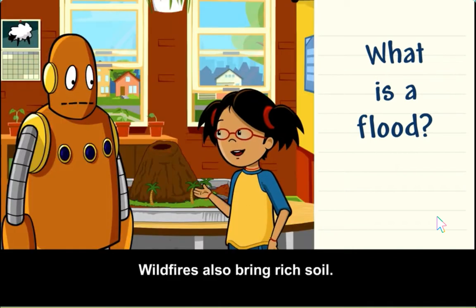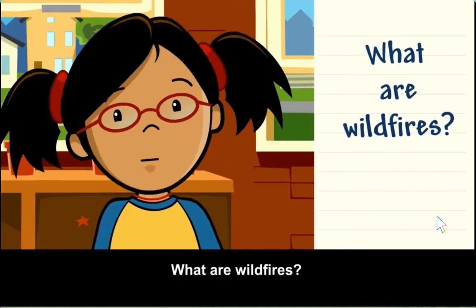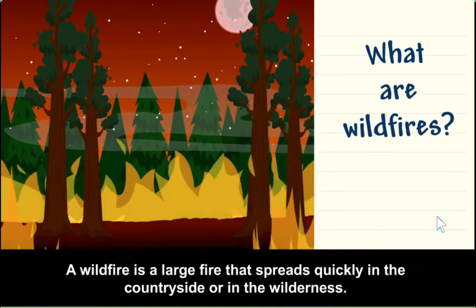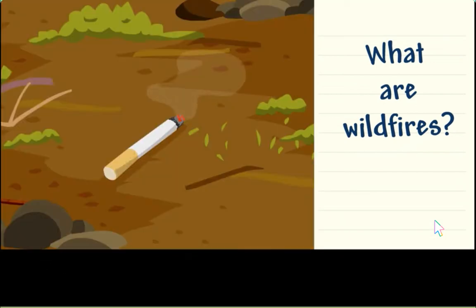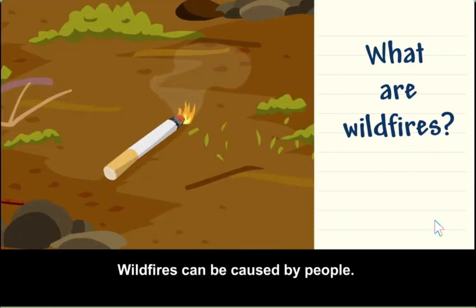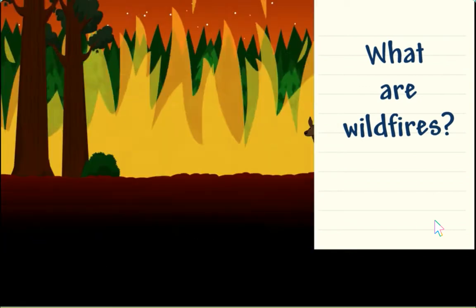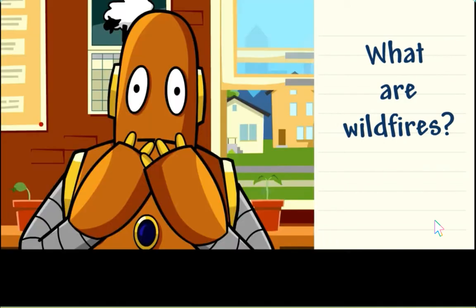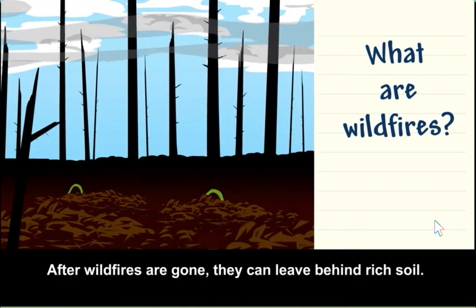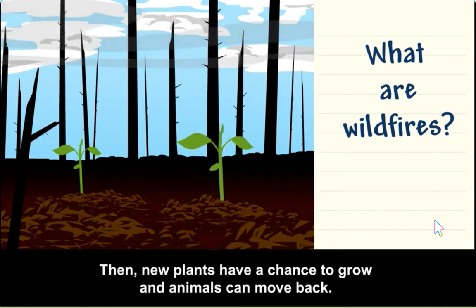Wildfires also bring rich soil. What are wildfires? A wildfire is a large fire that spreads quickly in the countryside or in the wilderness. Wildfires can be caused by people, but they can also be caused in natural ways. In big wildfires, many animals can lose their homes. After wildfires are gone, they can leave behind rich soil. Then, new plants have a chance to grow and animals can move back.